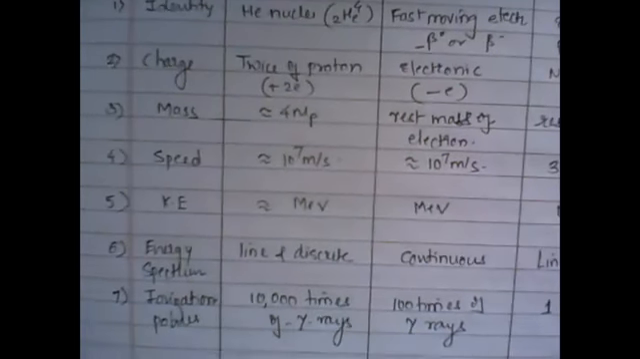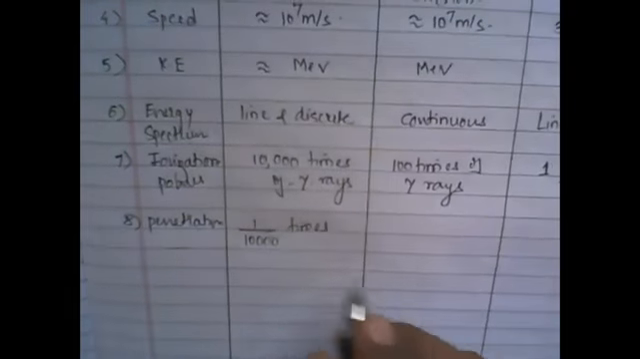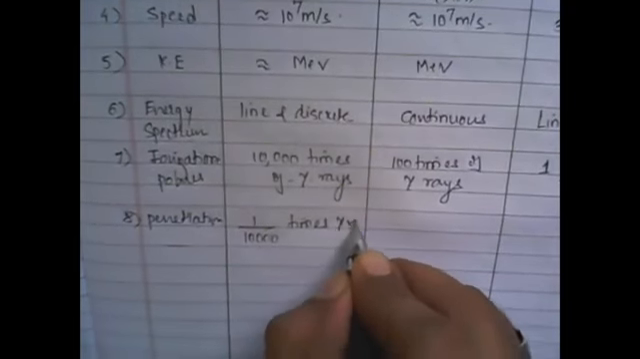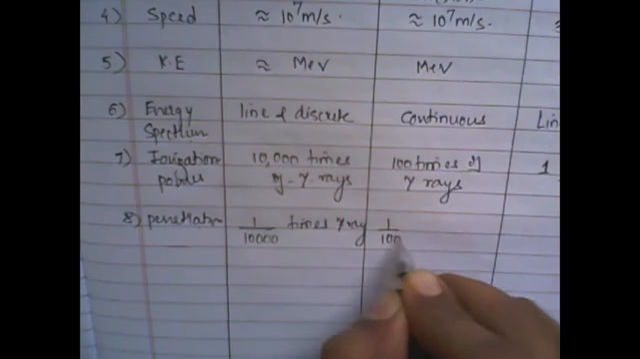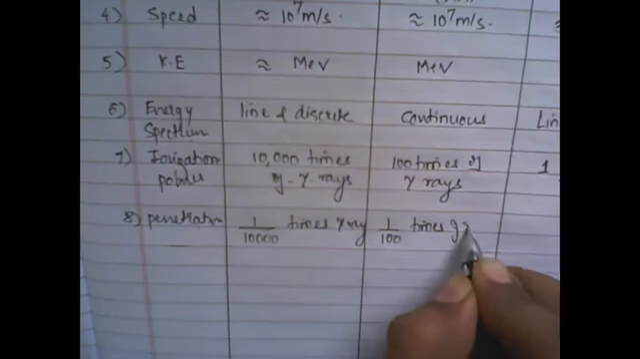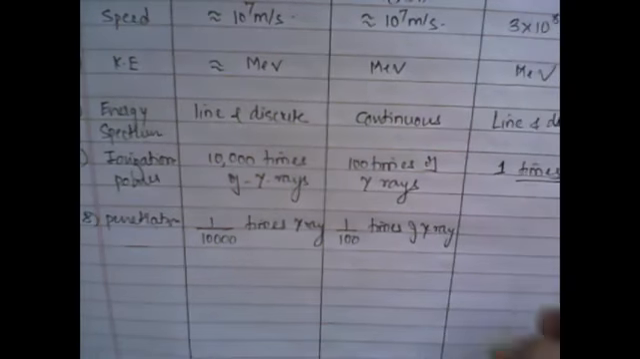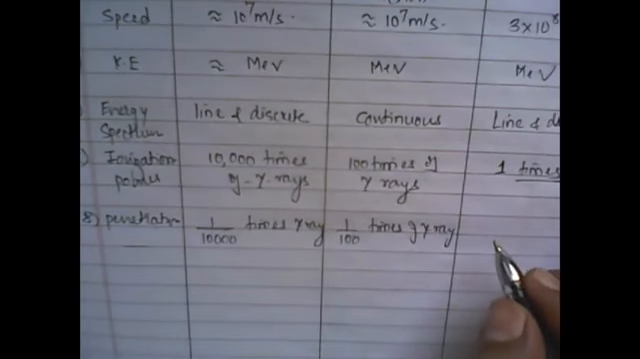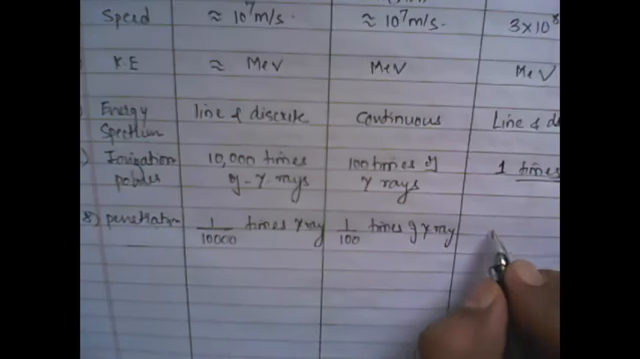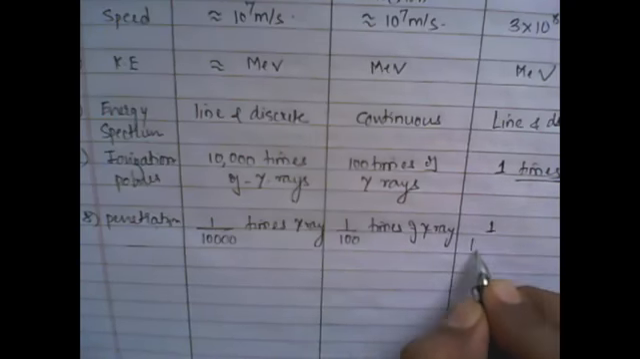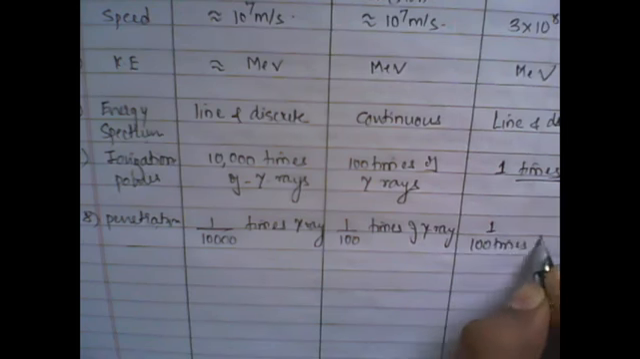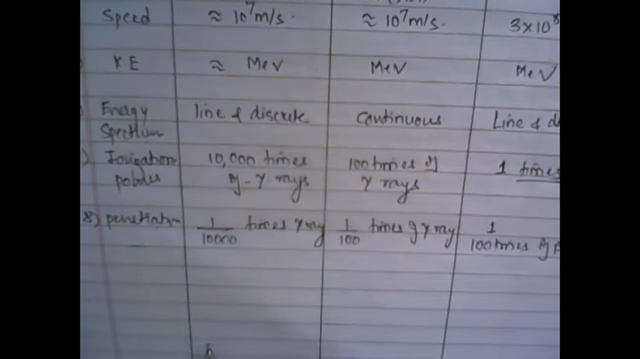So the next property is the penetration power. The penetrating power for alpha particles is 1 by 1000 times that of gamma rays. For beta it is 1 by 100 times that of gamma rays, and for gamma rays it is 1, that is 100 times that of beta or 10,000 times that of alpha.